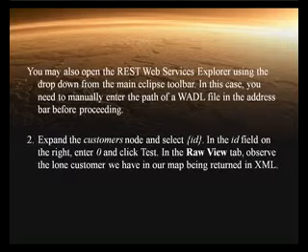Expand the customers node and select ID. In the ID field on the right, enter 0 and click Test. In the Raw View tab, observe the lone customer we have in our map being returned in XML.